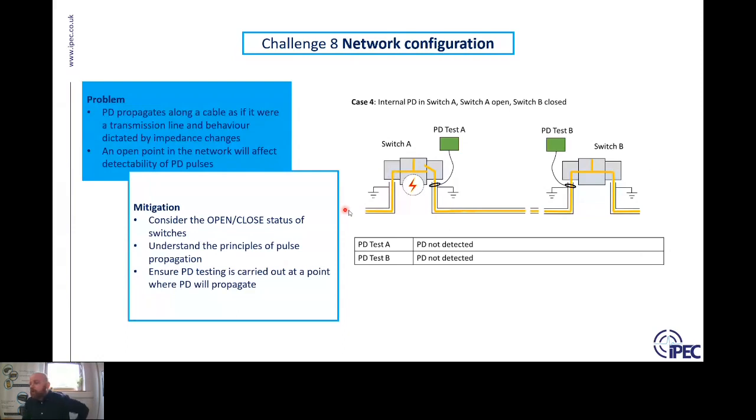And the customer may assume that because this cable is on load, they've just conducted the offline PD test, then they've put this cable back on load for the online test. However, just because it's on load, because we've got this open point here, we can't detect the PD at this point. We need to move to the other end. So this is a very nice example of how the network configuration can affect the PD measurement.